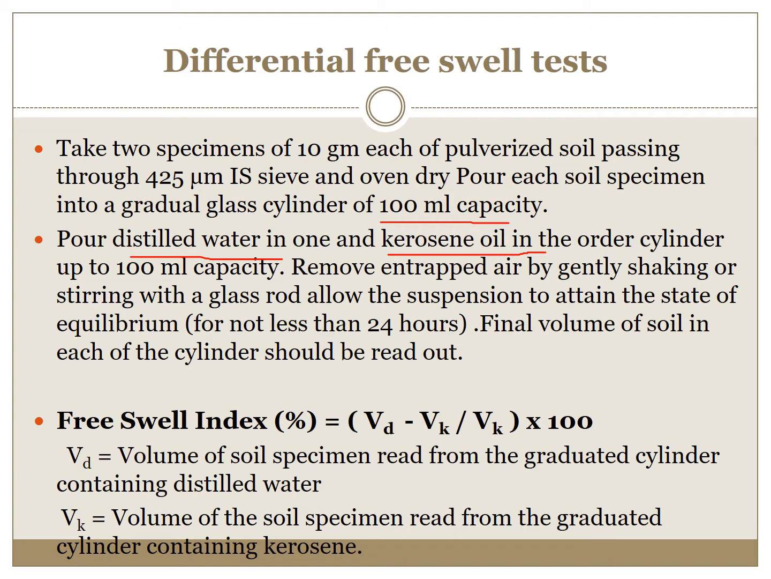Allow the suspension to attain the state of equilibrium for not less than 24 hours, and after 24 hours the final volume of soil in each of the cylinders should be read out. After that, by putting the values in this equation, you can find out the differential free swell, where V_D is the volume of soil specimen read from the graduated cylinder containing distilled water, and V_K is the volume of the soil sample read from the graduated cylinder containing kerosene.